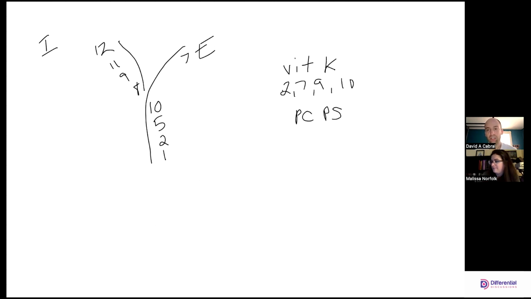Okay. So with our vitamin K dependent factors, we've kind of danced around vitamin K and what it does. I think textbooks and your instructors will tell you that vitamin K is responsible for post-translational gamma carboxylation.